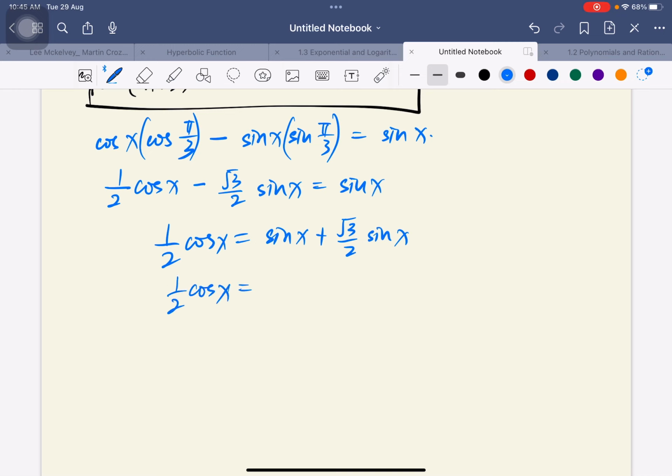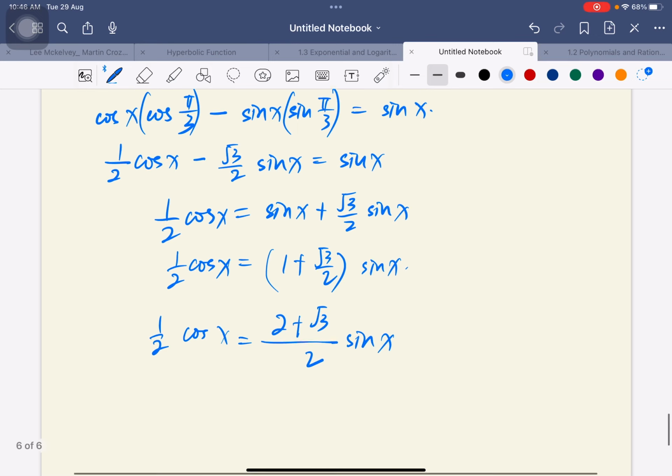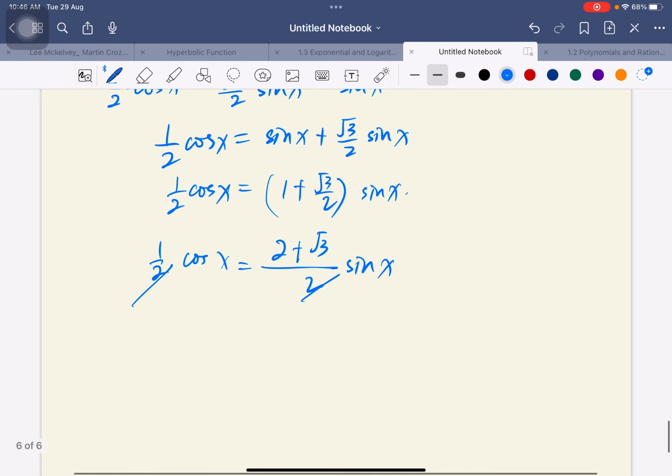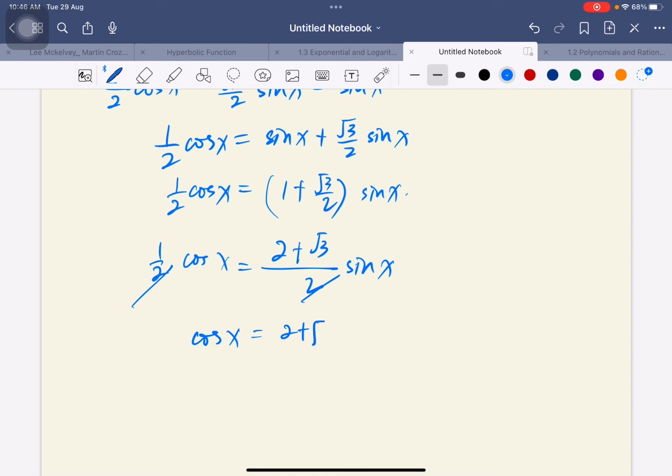I'll factorize the sine x, so I'm left with 1 and sec 3 over 2 in there. So 1 plus sec 3 over 2 is 2 plus sec 3 over 2, cos x. Okay, 1 over 2 cos x equals sine x. So the 2 and 2 can just simplify. So I'm left with cos x equals 2 plus sec 3 sine x.